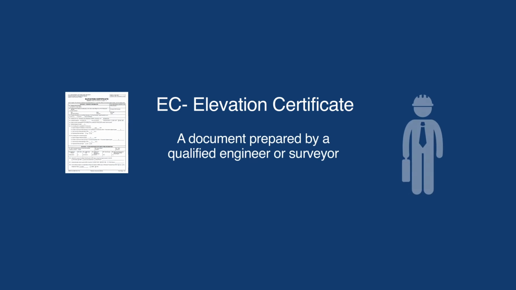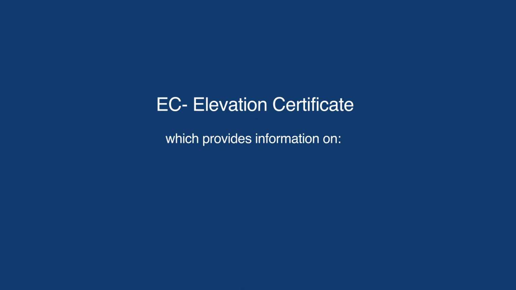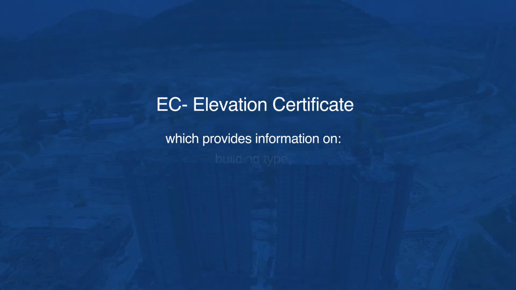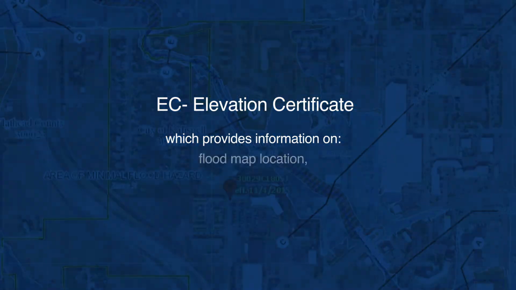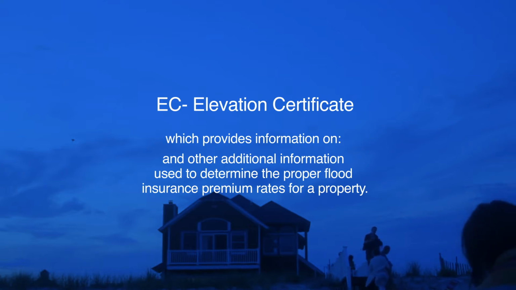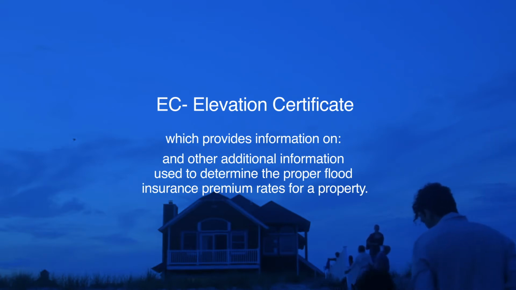EC, Elevation Certificate. A document prepared by a qualified engineer or surveyor which provides information on elevation of a building relative to mean high tide, building type, flood map location, and other additional information used to determine the proper flood insurance premium rates for a property.